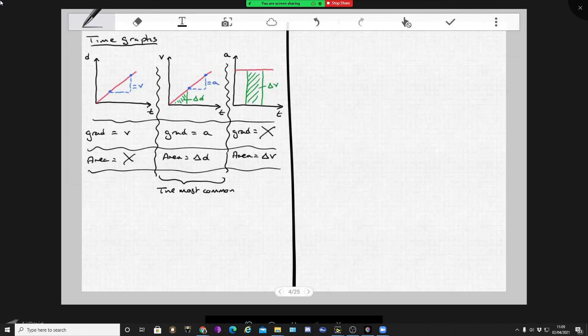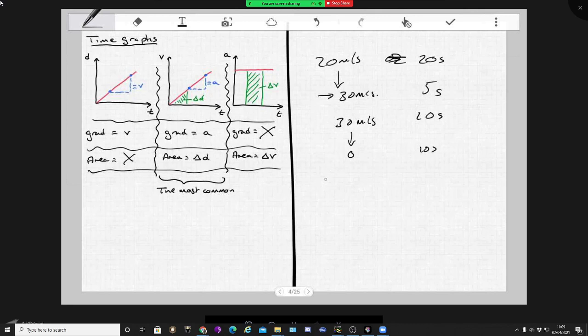So if they said something like an object travels at 20 meters per second for 20 seconds, and then it accelerates over the next 5 seconds until it reaches 30 meters per second, and then it travels at 30 meters per second for another 20 seconds. Oh gosh, okay. It's all numbers. And then the person applies the brakes, and they come to a stop in another 10 seconds. So then it goes to zero, and then it starts asking you loads of questions.